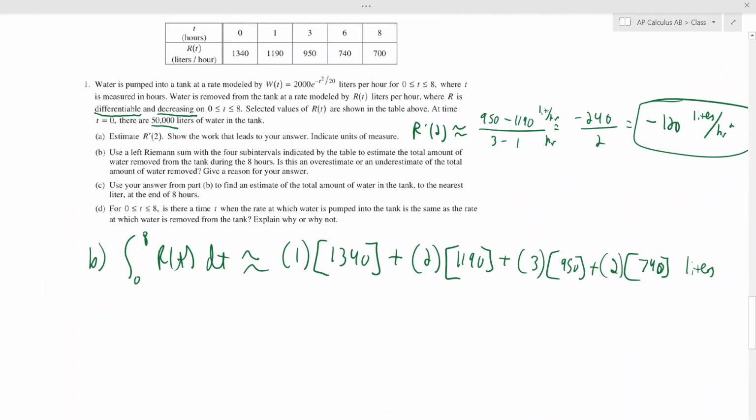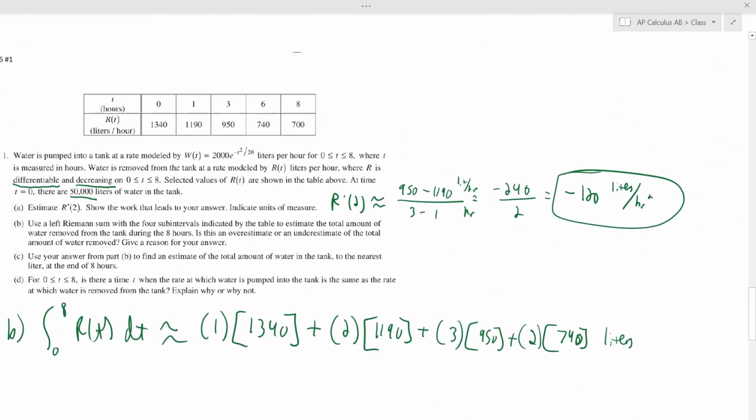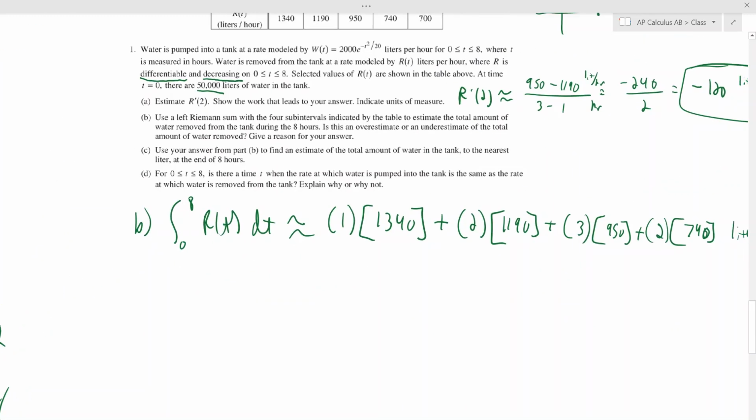Then it says, is this an over or under estimate of the total amount of water removed? Well, again, we did a left-hand sum. Let's just draw what R of t looks like. They told us it's decreasing, so it's just a decreasing function, and we did left-hand intervals. On any interval, we took the left-hand height and made it a rectangle. Well, this is an overestimate. You can see the rectangles will be above the curve.